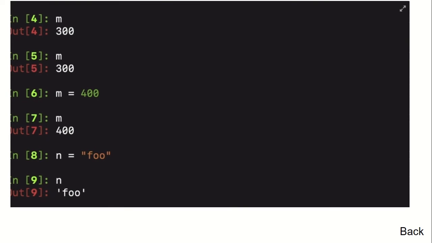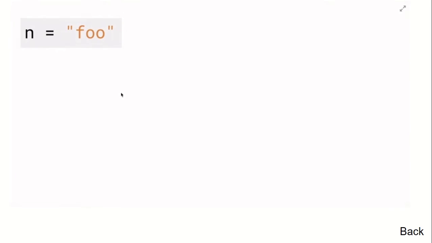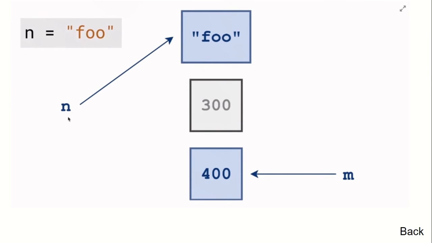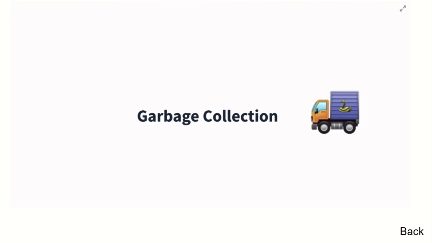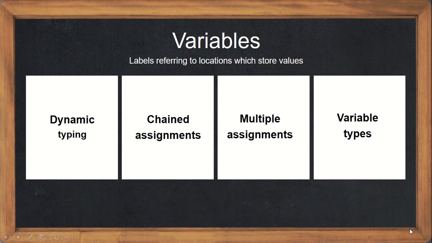Again, I point n to foo, that is a string. So now we see that n is pointing to foo and m is pointing to 400. Now you see this 300 is not pointed to by any object. So this is an orphaned object. And Python uses its garbage collection system to collect this type of garbage and discard it. Coming down to chained assignments, multiple assignments and variable types.